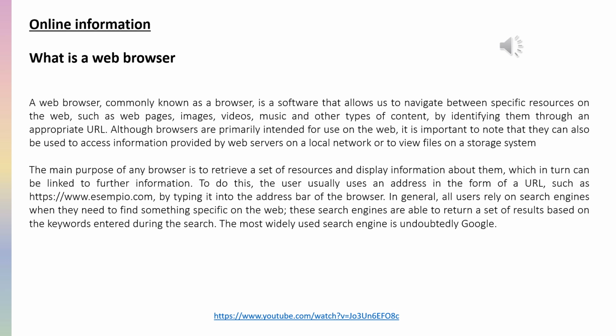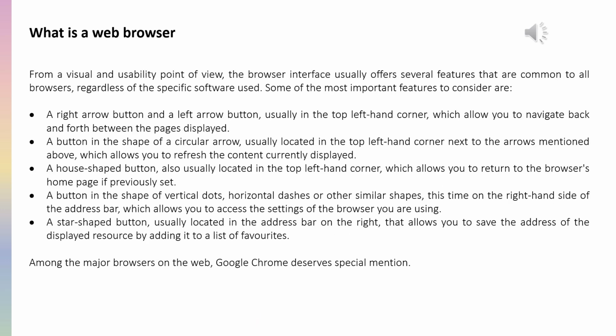In general, all users rely on search engines when they need to find something specific on the web. These search engines are able to return a set of results based on the keywords entered during the search. The most widely used search engine is undoubtedly Google. From a visual and usability point of view, the browser interface usually offers several features that are common to all browsers, regardless of the specific software used.